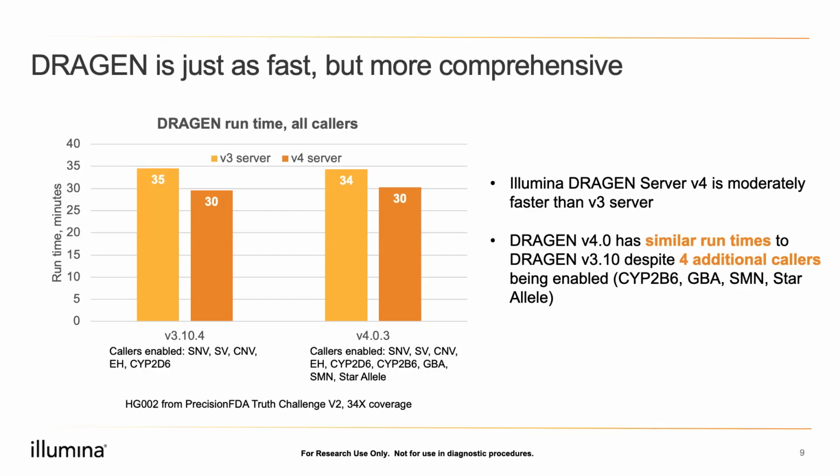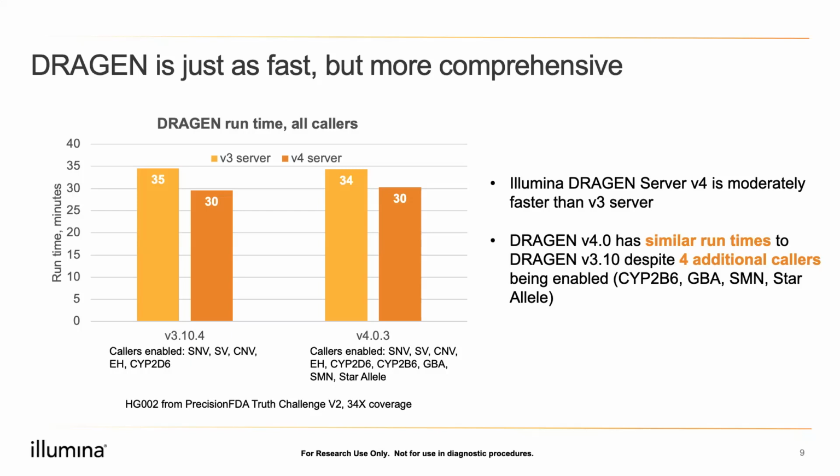So first, let's look at the comparison between the V3 server and the V4 server. So in light orange compared to dark orange, you can see that the runtimes are a little bit faster, where with DRAGEN version 4.0, it took about 34 minutes to comprehensively variant call a 34x human genome with DRAGEN version 3.10 on a V3 server compared to 30 minutes with the V4 server. So it's a little bit faster.